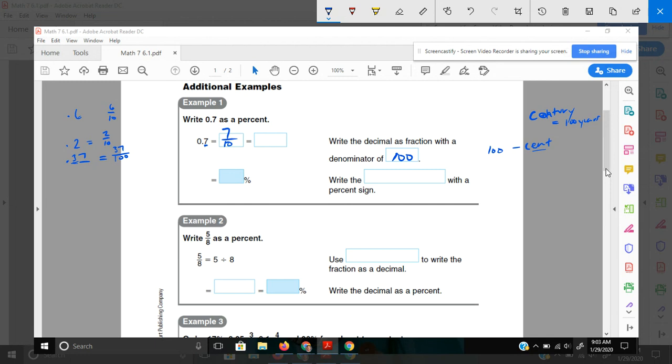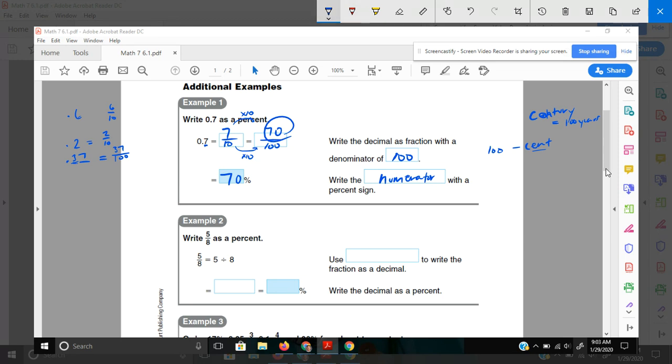All right. Now I want to get 10 to 100 because percent is out of 100. So to go from 10 to 100, I multiplied by 10. So I do the same to my numerator. 7 times 10 would give me 70. So 70 out of 100. Now, since it's out of 100, our top number tells us the percentage. It's 70%. Write the numerator with the percent sign. So 70 out of 100 is 70%.